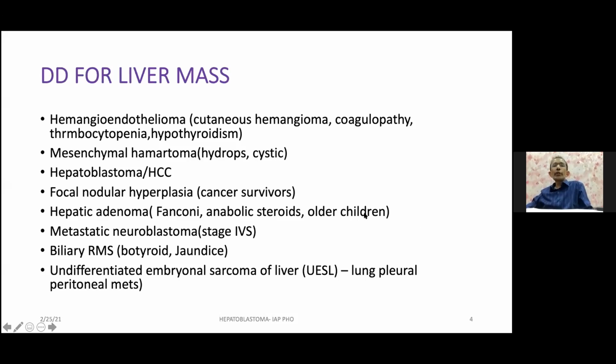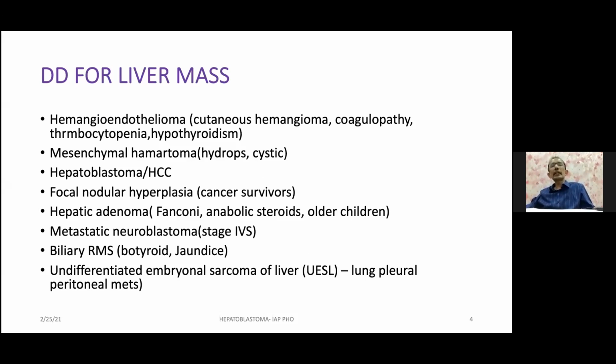So as I told you, what all should come to your mind, I'll just read that. Hemangioendothelioma. So I'm just saying liver mass, not with any age, not with any features. What all should come to your mind in a liver mass?